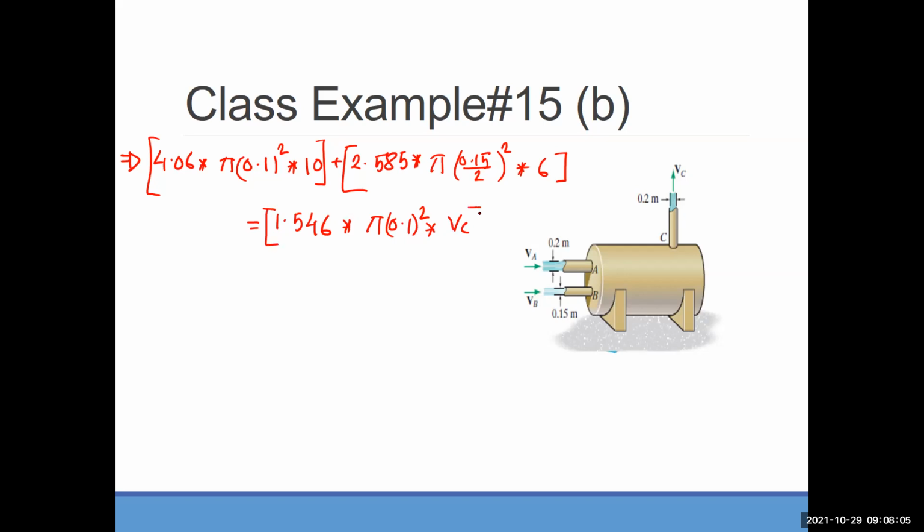Okay. Now you need to calculate the VC. So do that. Give me the value for this whole thing, and this one, and calculate the VC. I'll be here. If you have any question, just ask me.